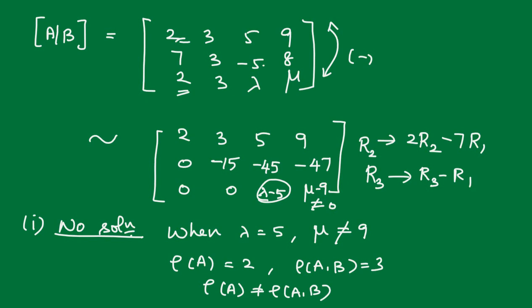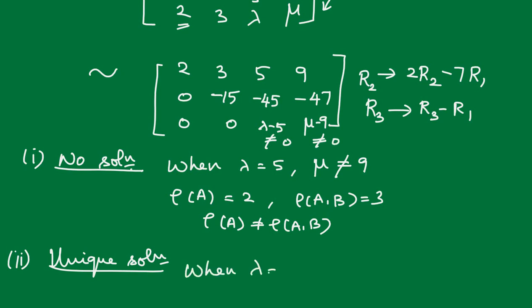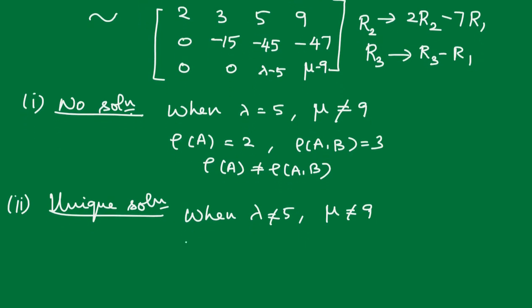Next case is for unique solution. We find the values of lambda and mu. When do we get a unique solution? We get a unique solution only when lambda minus 5 is not equal to 0 and mu minus 9 is not equal to 0, which implies lambda is not equal to 5 and mu is not equal to 9. The rank of A becomes 3 and rank of AB also becomes 3, and therefore the system of equations is consistent, having a unique solution.